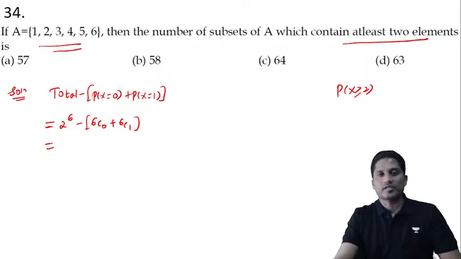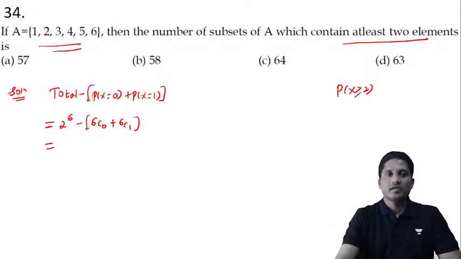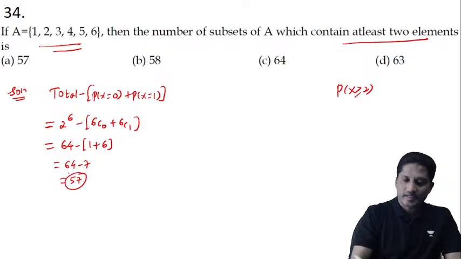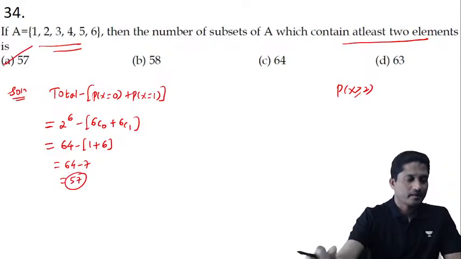Right, total number of subsets of A which contain at least 2 elements will be total minus those with 0 and 1 elements. 2 power 6 is 64. 6C0 is 1, 6C1 is 6. So this is 64 minus 7, which is equal to 57. Right, answer is option A. Let's move to the next question.